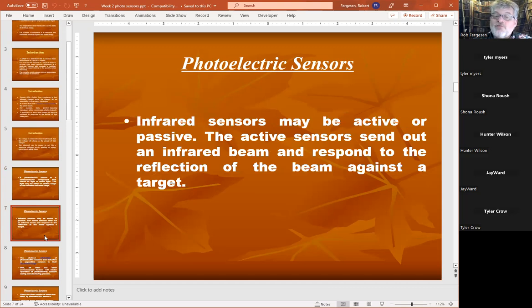Photoelectric sensors are often infrared. They're often measuring wavelengths of light that you can't see with your eyeball, with our primitive vision systems that are purely visual. And there's a huge spectrum out there that we can't see, obviously. And so sensors often are designed to send and receive light in the infrared spectrum. In fact, infrared is probably the most common.